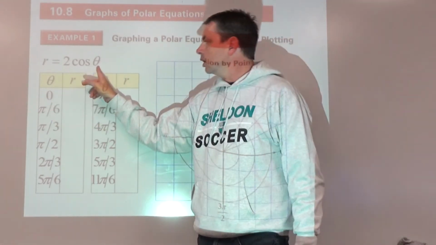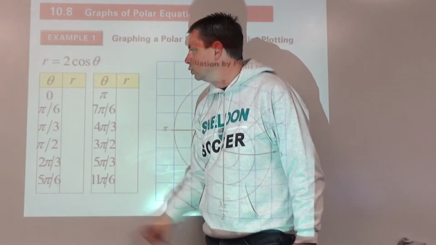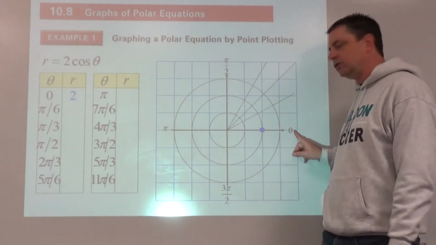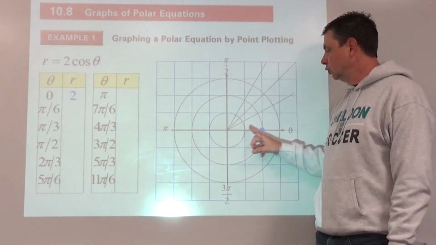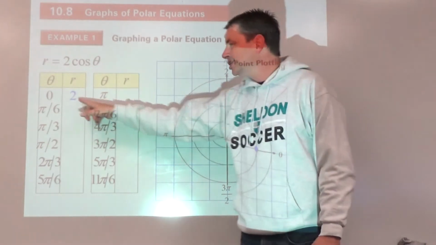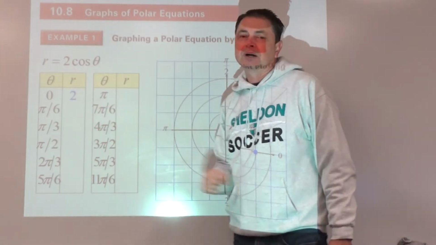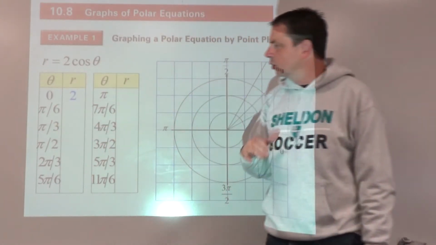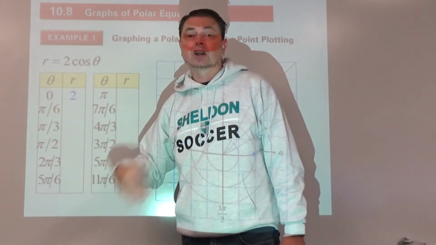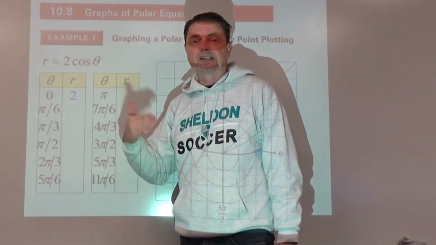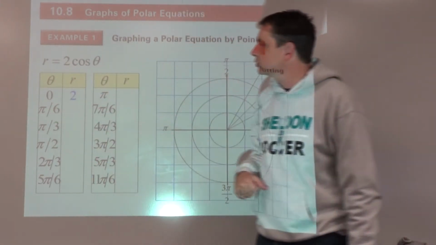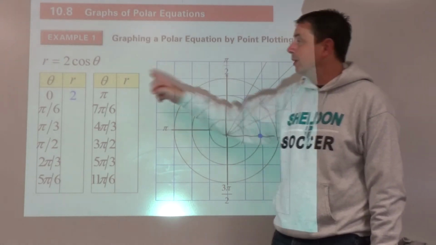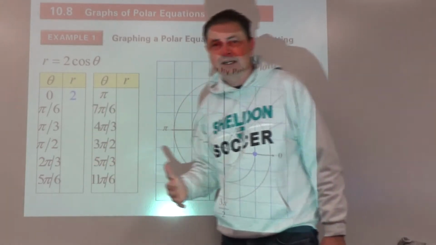So we begin with 0. Cosine of 0 is 1, times 2 is 2, so r equals 2. And we would put that at an angle of 0, 2 away from the origin in the positive direction, r being positive 2. All right, cosine of pi over 6. Our key angles are going to go every pi over 6 as our intervals here. So cosine of pi over 6 is the square root of 3 over 2, multiplied by 2 is the square root of 3.